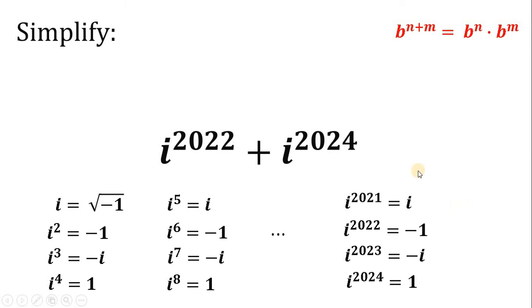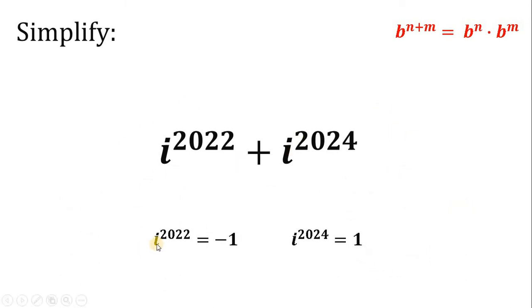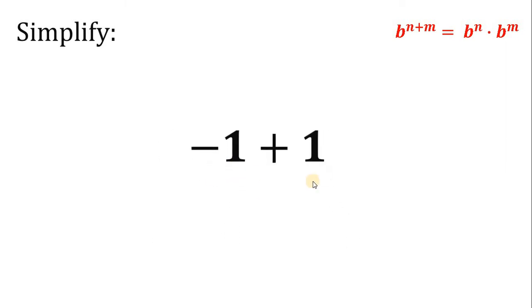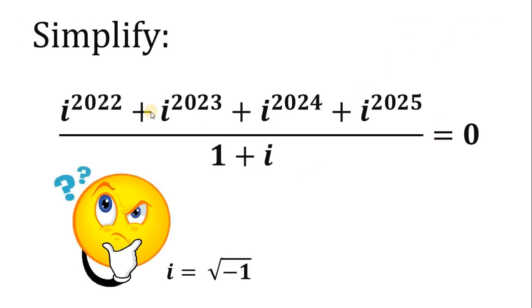Now at this point, we can evaluate this expression right here, because we know that i raised to 2022 is just negative 1, and i raised to 2024 is just 1. So this is just negative 1 plus 1, or simply 0. Therefore, our answer to this question, the value of this expression, is simply 0. And as always, we are done.